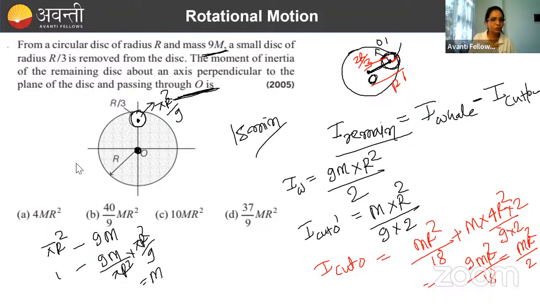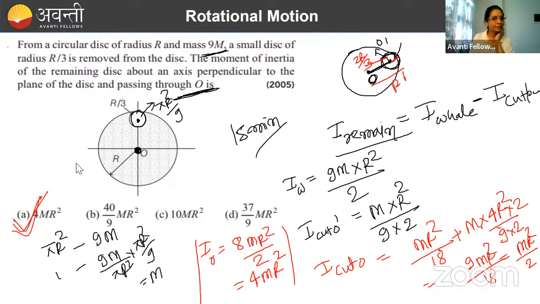We have to subtract these two to calculate the I remaining. If we subtract it, what value will we get? We are going to get 8 mr square by 2. So the correct answer will be 4 mr square. Done. Correct answer will be what? 4 mr square. Done. So this was the logic.